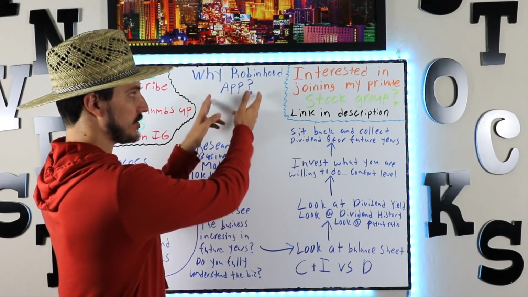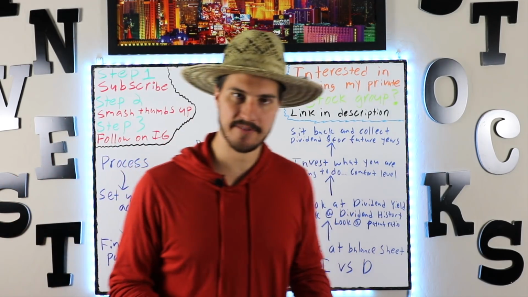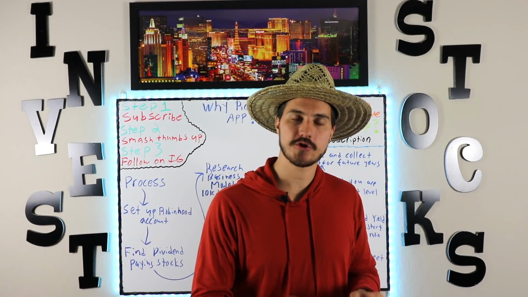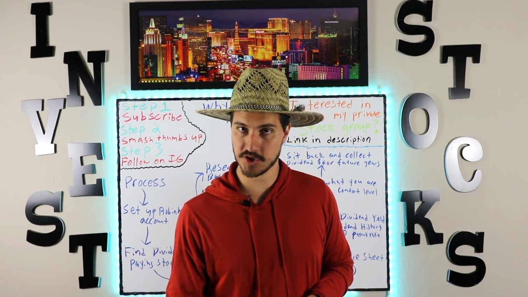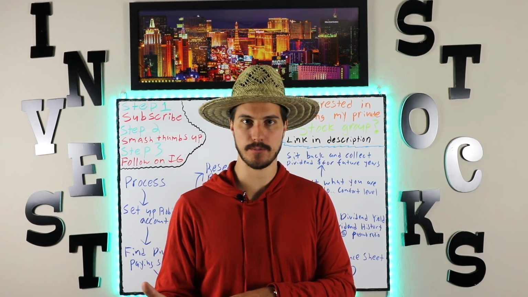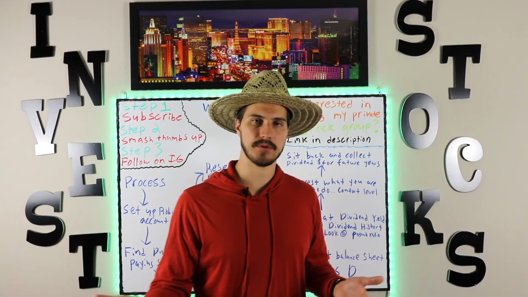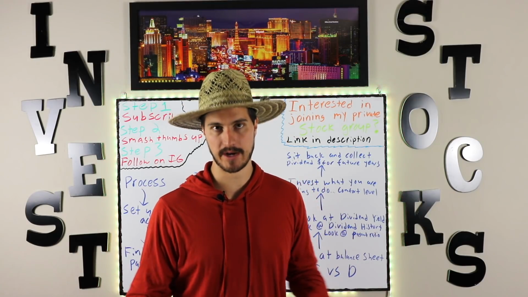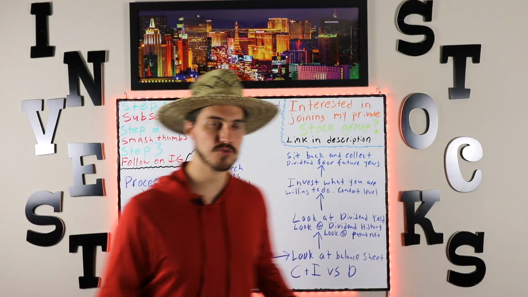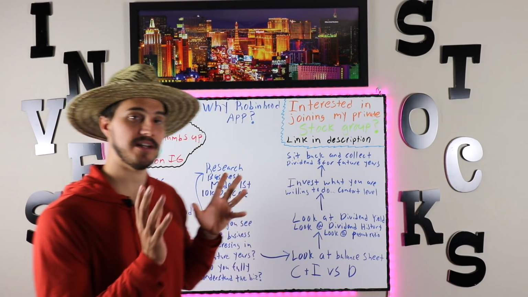Because most brokerage houses, if you want to go and buy a dividend stock, are going to usually charge you $4.95 commission for every buy order and sell order you place, okay? Robinhood doesn't charge you anything, so basically every trade you get to place, you get to save $5 versus a regular brokerage, okay?